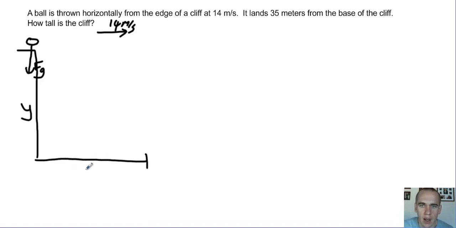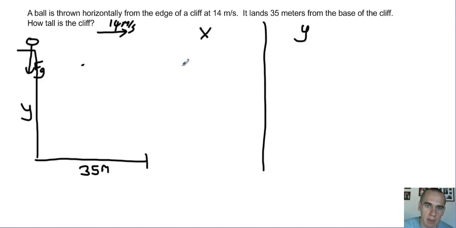The other piece of information I know is that the ball ends up on the ground down here, 35 meters from the base of the cliff. So we're supposed to figure out how tall the cliff is, which is a little bit interesting because we don't have any information in the y direction, or at least it doesn't look like it. But if we dig a little bit deeper, we do have some information, x and y. Remember, these are independent of each other, so we should keep them independent.